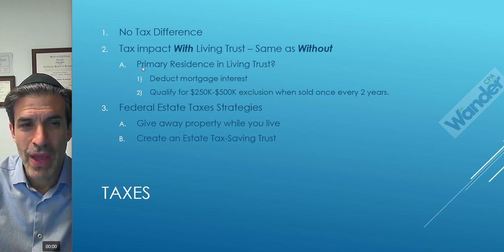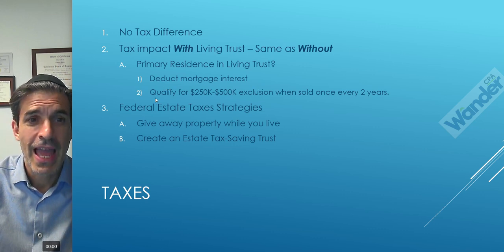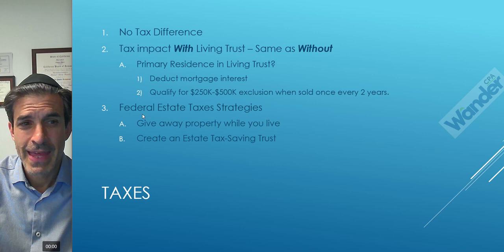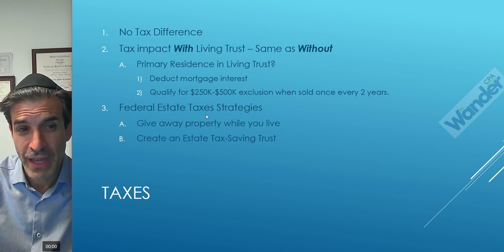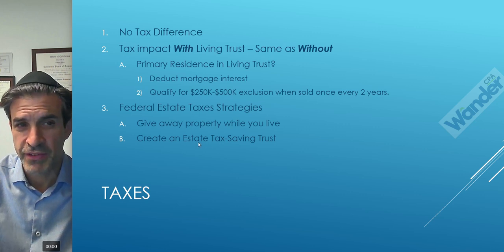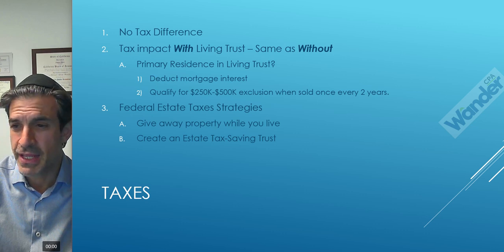If you have your primary residence in the living trust, you can still deduct mortgage interest on your Schedule A, and you will still qualify for the $250,000 to $500,000 exclusion when you sell the property once every 2 years. Now, for a potential tax strategy for estate taxes, you could give away property while you are still alive, and we're not going to go into those details in this presentation. Or as I mentioned, there might be an estate tax saving trust, which I'll mention briefly on the next slide. So just remember, typically there's not going to be any tax advantage in setting up a living trust.